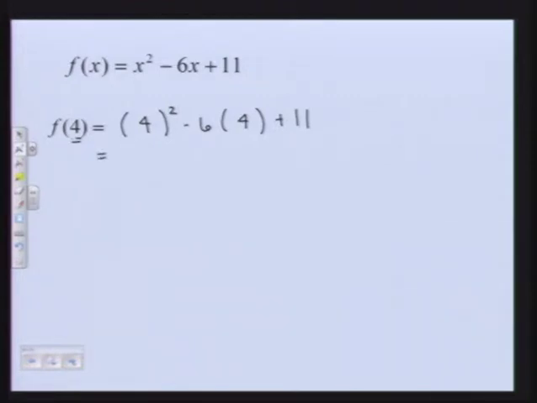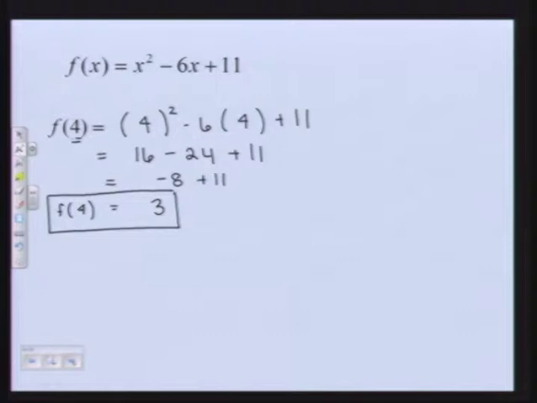We're simply going to simplify, do our math. 4 squared is 16. Negative 6 times 4 is negative 24, and then our plus 11. Keep going through. We're just going to keep adding. Always remember order of operations. We're going to go from left to right. 16 minus 24 is negative 8. Of course, if you're using a calculator, you could do this a little bit quicker. Negative 8 plus 11 equals a positive 3. So we have f of 4 equals 3, and that is our answer.